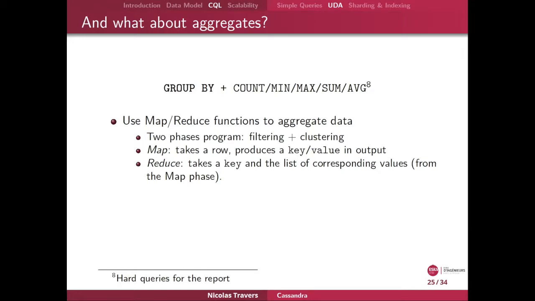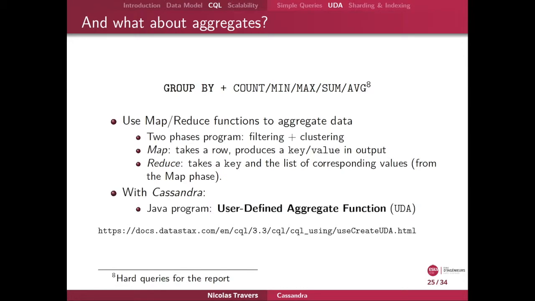We need to tell Cassandra how to group information and how to compute information. So it's a two-phase program with filtering for map and clustering for reduce. The map takes a row and produces a key-value pair in output, and then reduce takes every key-value pair, and precisely the list of values for a given key, and provides an aggregation according to the list of values. In Cassandra, this MapReduce is a Java program. It's called a user-defined aggregate function, UDA, but it's a MapReduce.